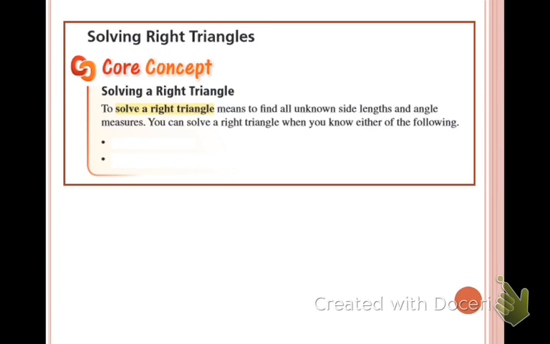All right, so this is where we're actually going to start walking through and solving triangles. So go to this in your handout. This is solving a right triangle.